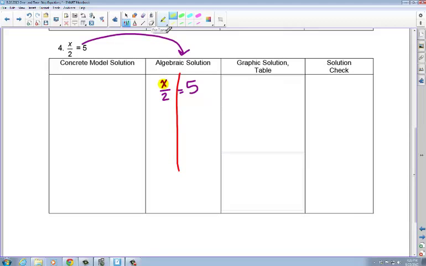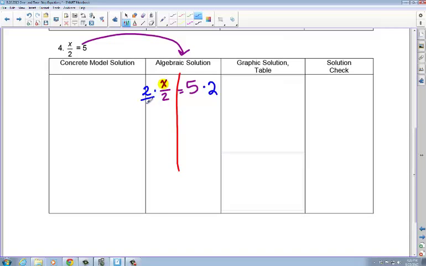Now, what's in my way? A number 2 is in my way, and the x is being divided by 2. I know that the opposite of division, or the inverse operation, is multiplication. So I will multiply 2 on the left side, and what I do to one side, I must do to the other. So I'm going to multiply 2 on the right side.